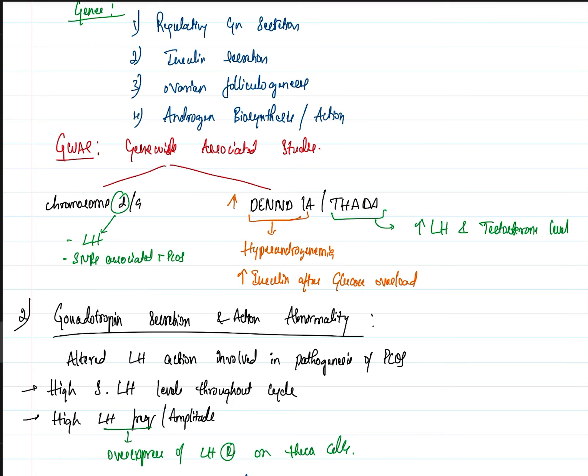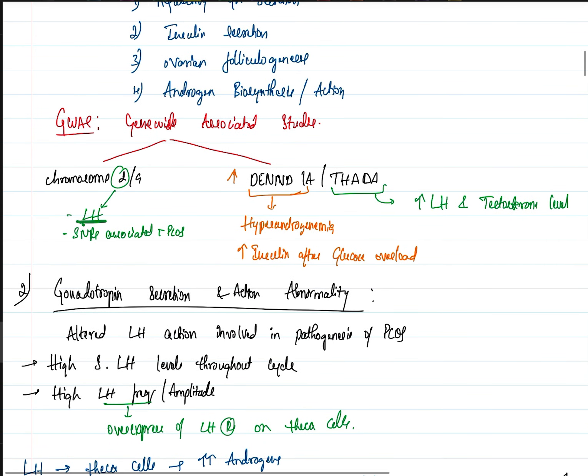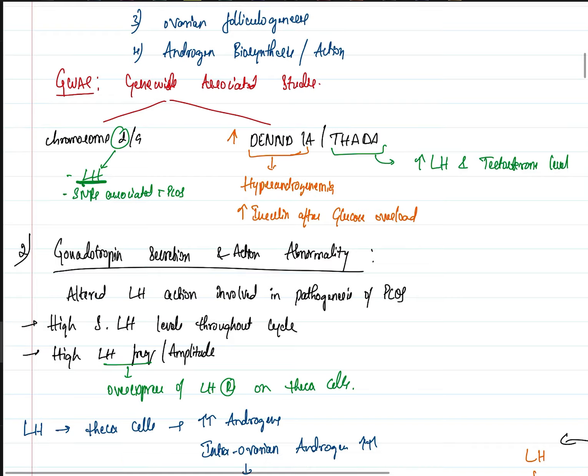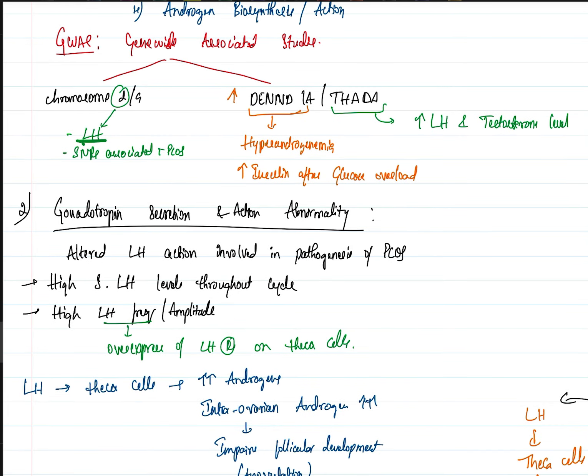This chromosome 2 or 9 has an action on LH. DENND1A leads to hyperandrogenemia and increased insulin after glucose overload. The THADA gene increases the LH and testosterone level. Now we'll see what is the action of LH and all later.